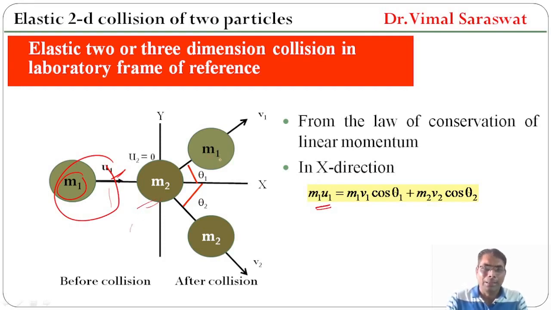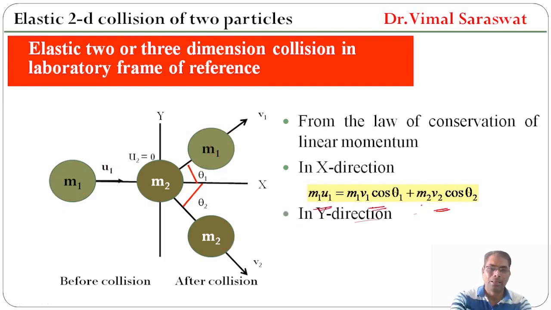Now the linear momentum of this particle along this direction is m1 v1, and since it makes an angle θ1, the component of linear momentum along the x direction is m1 v1 cos θ1. In the same way, the linear momentum along the x direction of the other particle is m2 v2 cos θ2.